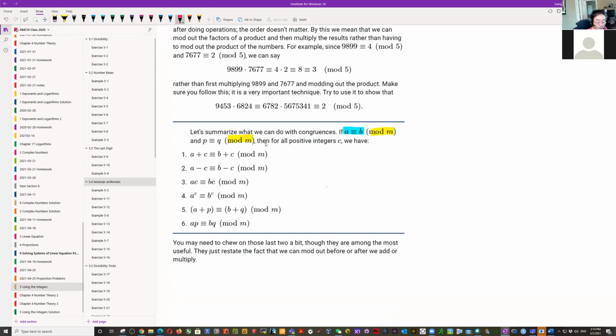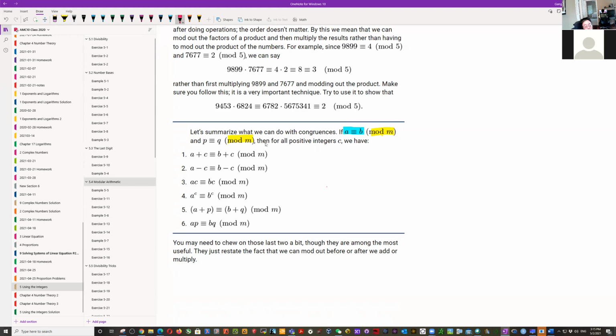So here, A and B are congruent. Then you can add any number and the modular equation still works. Likewise, you can subtract the same number, multiply by the same number, or square them. But obviously, dividing by the same number is not allowed.